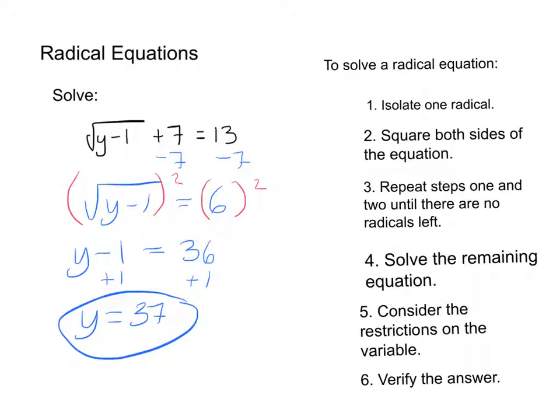But there's no reason why you can't take the square root of this. And so to verify, I'm just going to put 37 in for y. So it's the square root of 37 minus 1, which is 36, square root of 36 is 6, plus 7 is 13. It works. So that is the answer.